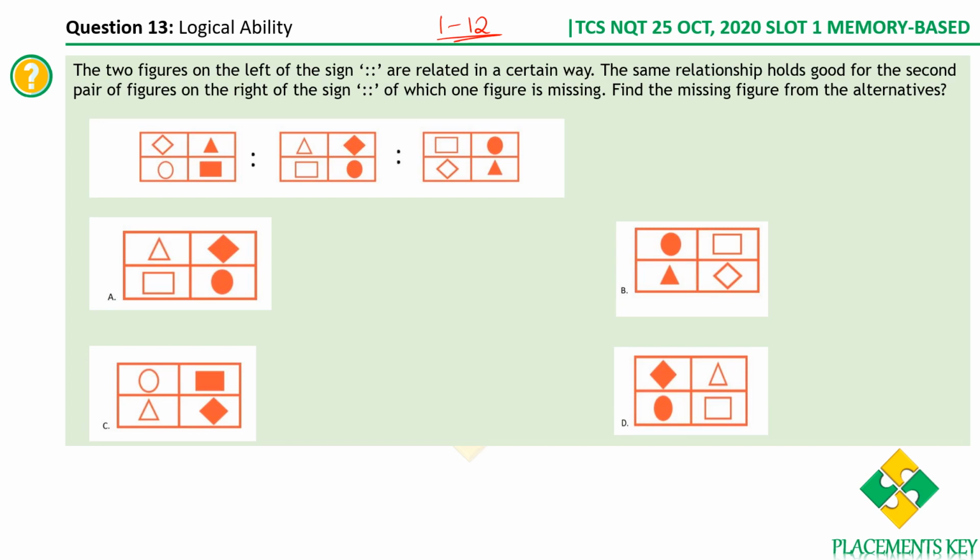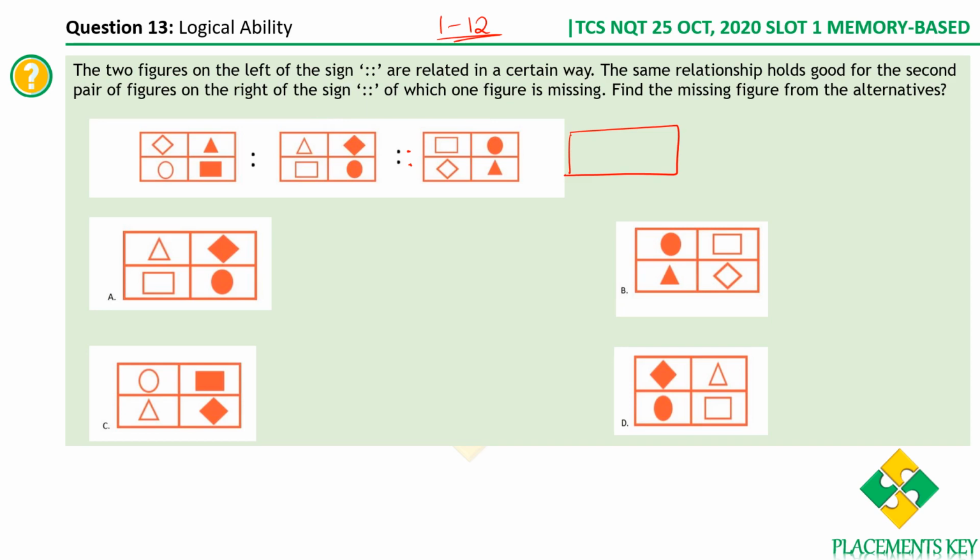The two figures on the left of the sign are related in a certain way, and the same relationship holds good for the second pair of figures on the right of the sign. That is, this is a pair and there has to be one more pair. Whatever relationship holds good for the first pair, the same holds good for the second pair as well. Now we'll have to find the missing figure. So how shall we do that?